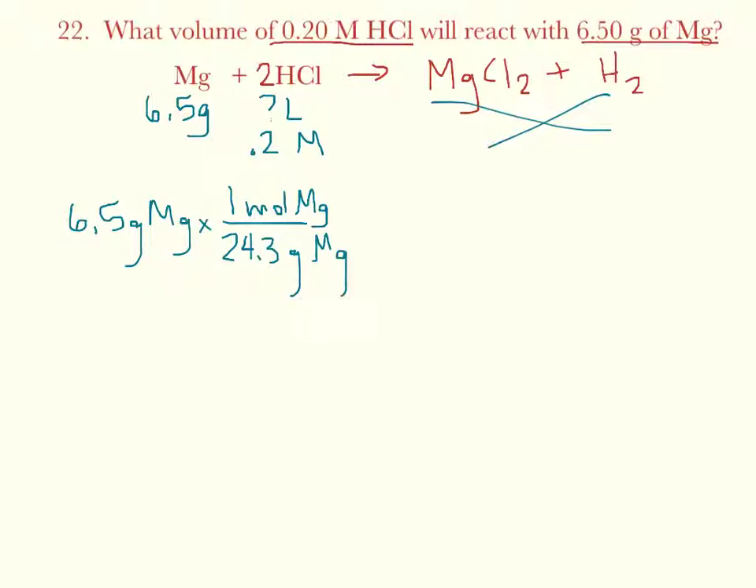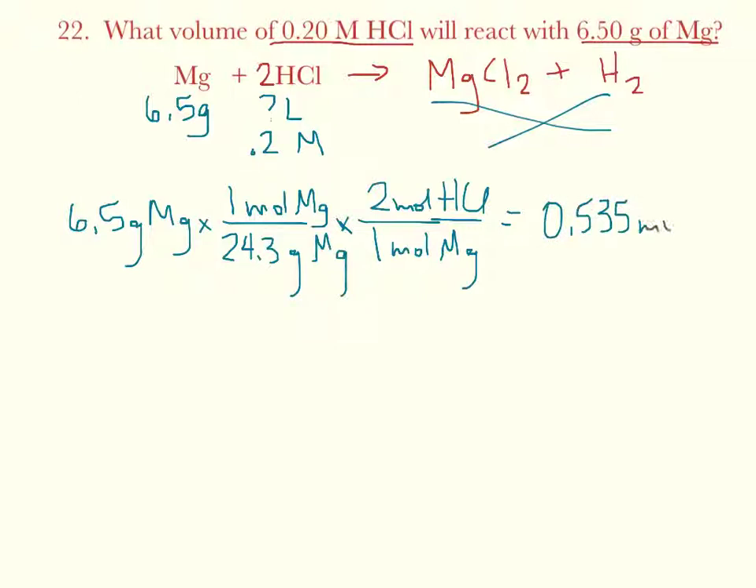So that gives me the moles of magnesium, but I'm really looking for HCl. So, based on the balanced equation, 1 mole of magnesium is the same as 2 moles of HCl. So if I solve it, I get 0.535 moles of HCl. But we're not really looking for moles, remember we're looking for liters, so we're going to use the rest of the information with the molarity formula.